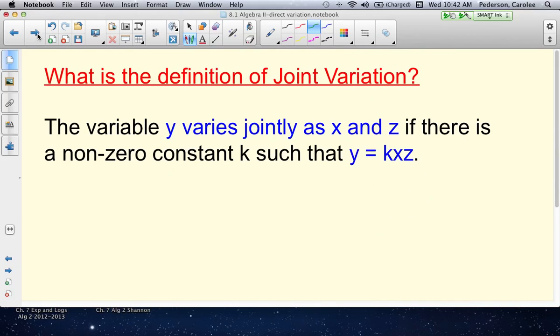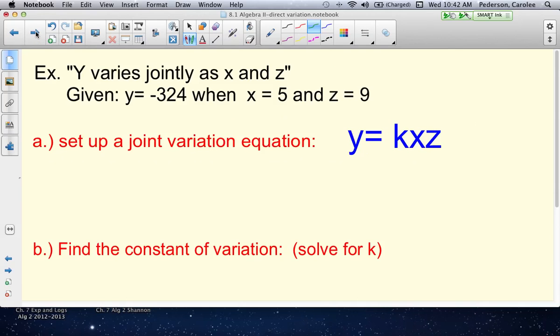The next one is joint variation. Y varies jointly as x and z. Don't need to write this down. The formula is y equals k times x times z. All right, so next example. Y varies jointly as x and z. So that's what you're given.